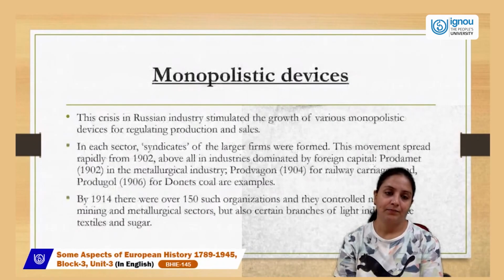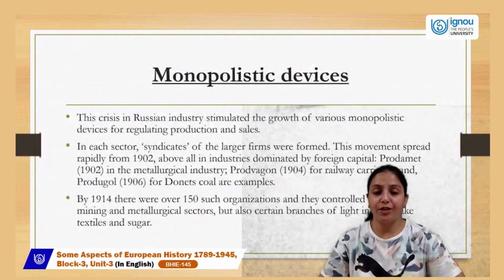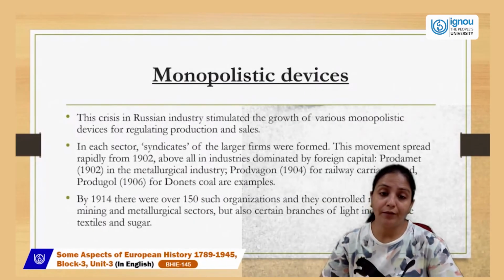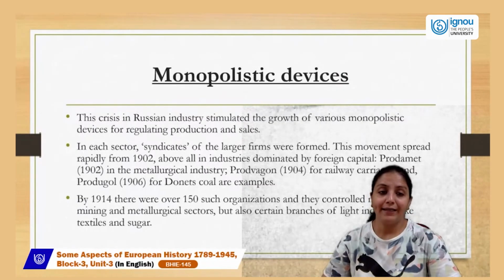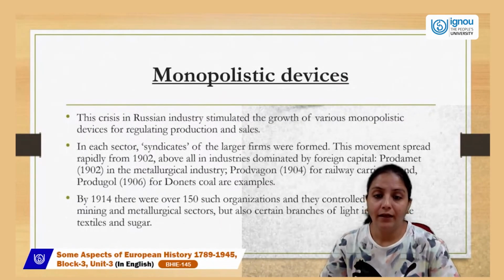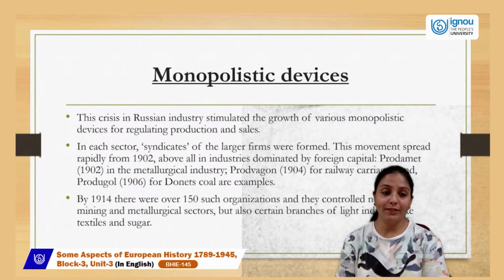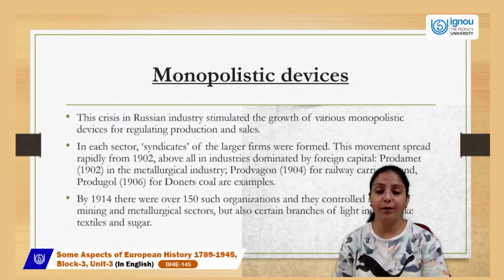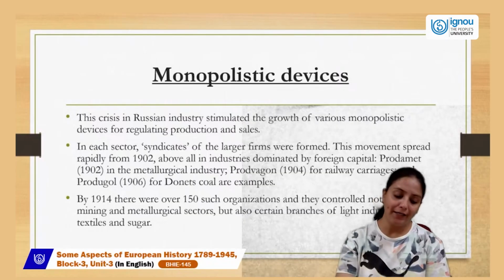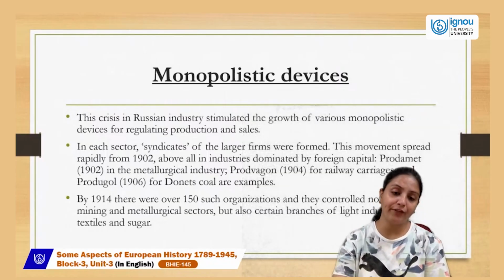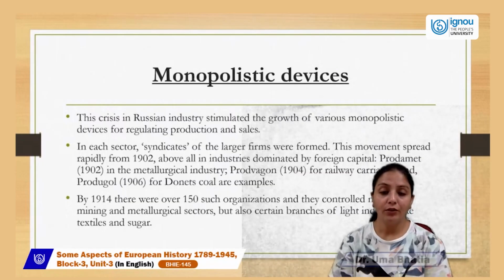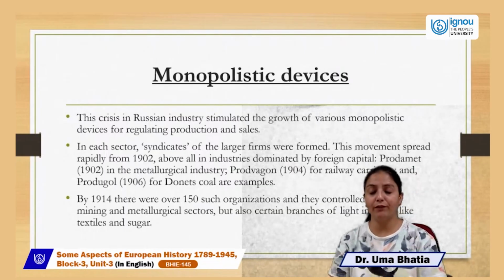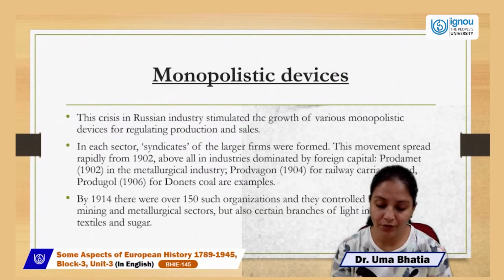Monopolistic devices. The crisis in Russian industry stimulated the growth of various monopolistic devices for regulating production and sales. In each sector, a syndicate of the larger firms was formed. This movement spread rapidly from 1910. Above all, an industry dominated by foreign capital, and by 1914 there were over 150 such organizations. They controlled not only mining and metallurgical sectors, but also certain branches of light industry, like textile and sugar.